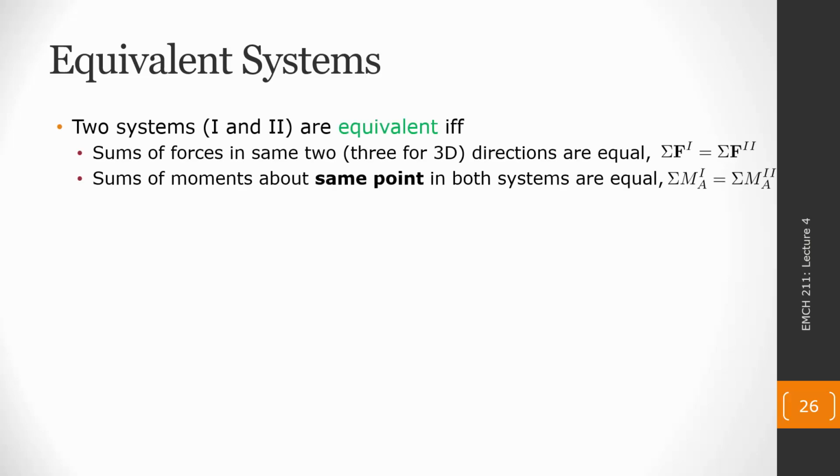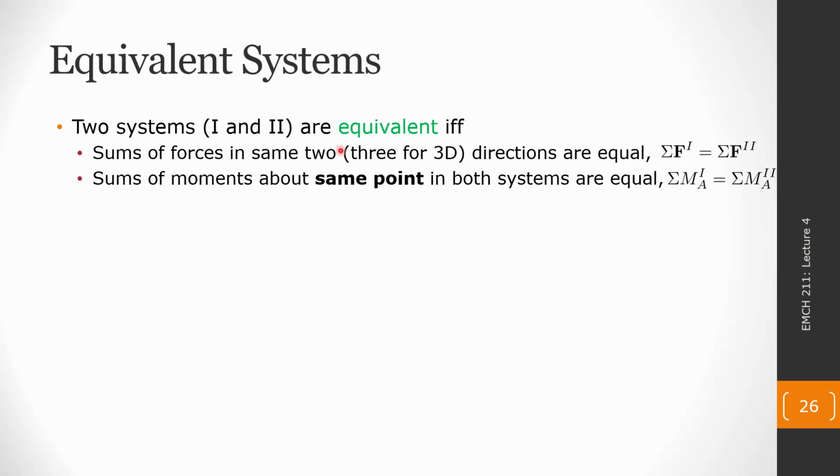So two systems, I'll say system 1, which will be our more complicated system, and system 2, which is typically our more simple system, are going to be equivalent if the sum of forces in system 1 along the x direction is the same as the sum of forces along the x direction in system 2, and the sum of forces in the y direction in system 1 is equal to the sum of forces along the y direction in system 2, then, at least as far as the first point goes, we have a chance that the systems are equivalent. And if we're operating in 3 dimensions, we would also need to consider the z-axis.